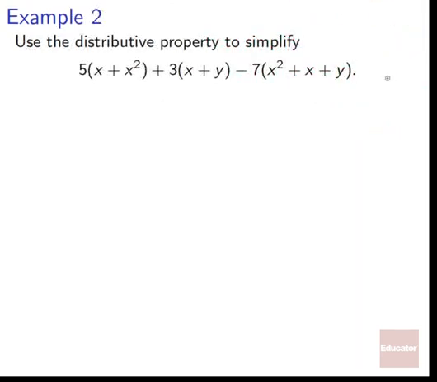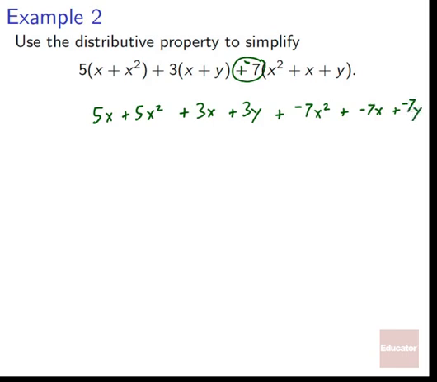All right. Example 2, we use the distributive property to simplify. 5 times quantity x plus x squared plus 3 times quantity x plus y minus 7 times quantity x squared plus x plus y. So 5 times x plus x squared becomes 5x plus 5x squared. Plus 3 times quantity x plus y becomes plus 3 times x plus 3 times y. Minus 7, here's something we have to be careful about. It's not just going to be minus 7x squared, but minus 7 is the entire thing, right? So it's that minus 7 that gets distributed. So it's easier to see this as plus and then a negative 7. So plus negative 7, so negative 7x squared, plus negative 7x plus negative 7y.